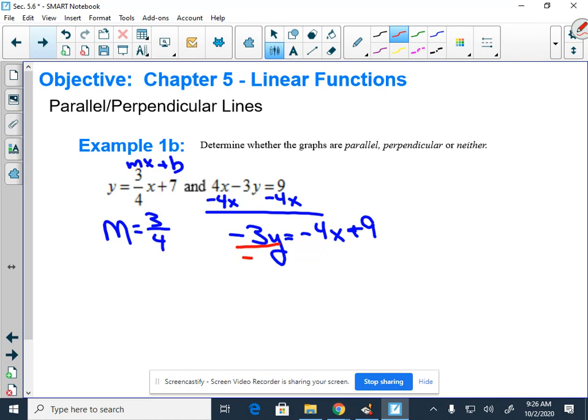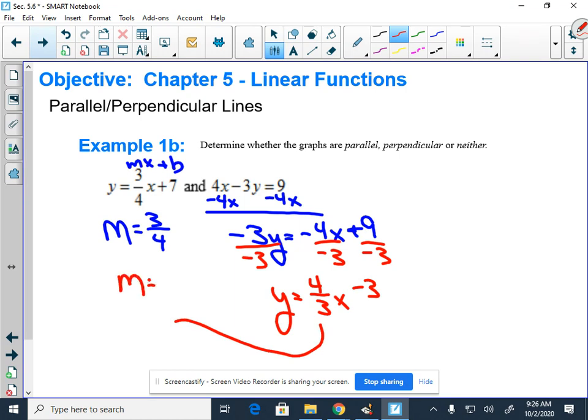Now we want to get y by itself, so we'll divide by negative 3. A negative divided by negative gets us a positive 4 over 3. A positive divided by a negative gets us a negative 3. So for this one, m is 4 over 3.